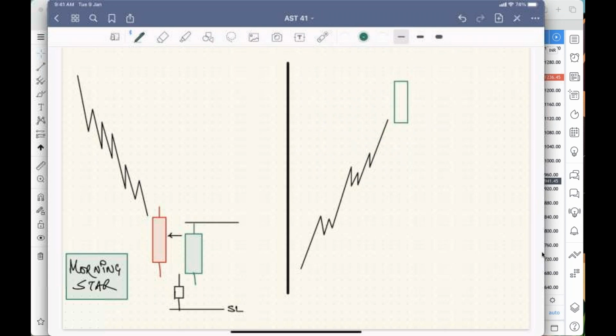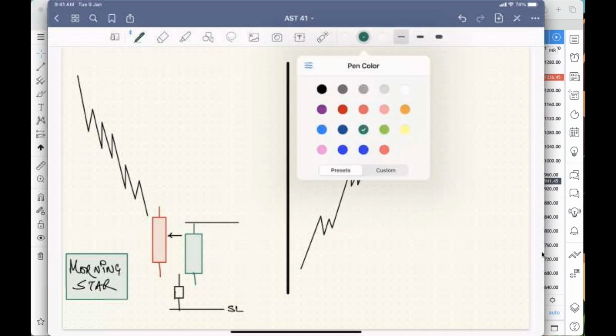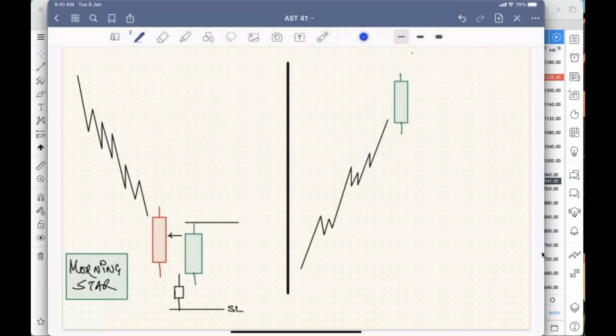First day is a positive day. Day 2 is a small bodied day. The importance is in small bodied. The importance is not in the color, small bodied. And then the emergence of selling, which closes within the body of day 1.